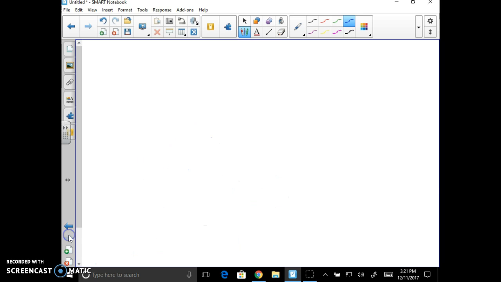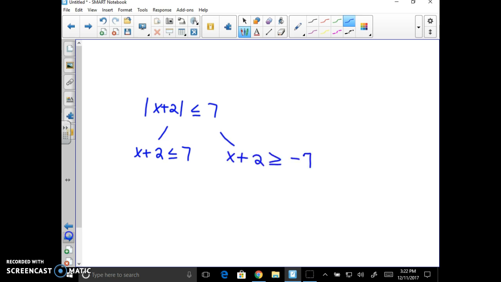Okay? All right, so let's try the next one, number 4. Absolute value of x plus 2 is less than or equal to 7. Make our two cases. X plus 2 is less than or equal to 7. And the other case is x plus 2 greater than or equal to negative 7, reversing the inequality symbol because we're making that a negative. And now let's solve it. X is less than or equal to 5, subtract 2. X is greater than or equal to negative 9.